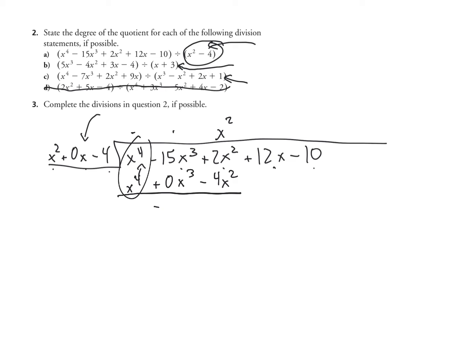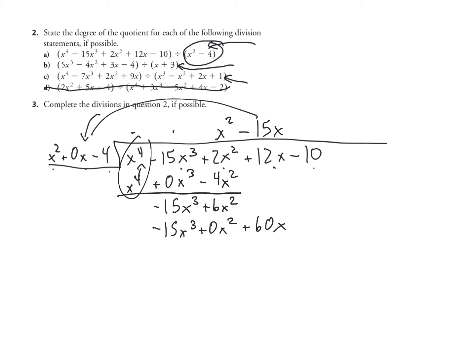Minus 15x cubed minus 0. And 2 minus negative 4 is plus 6x squared. Do the first one by the first one. You're going to get minus 15x. That's going to be minus 15x cubed plus 0x squared plus 60x. That's multiplying this. Alright, do subtraction.